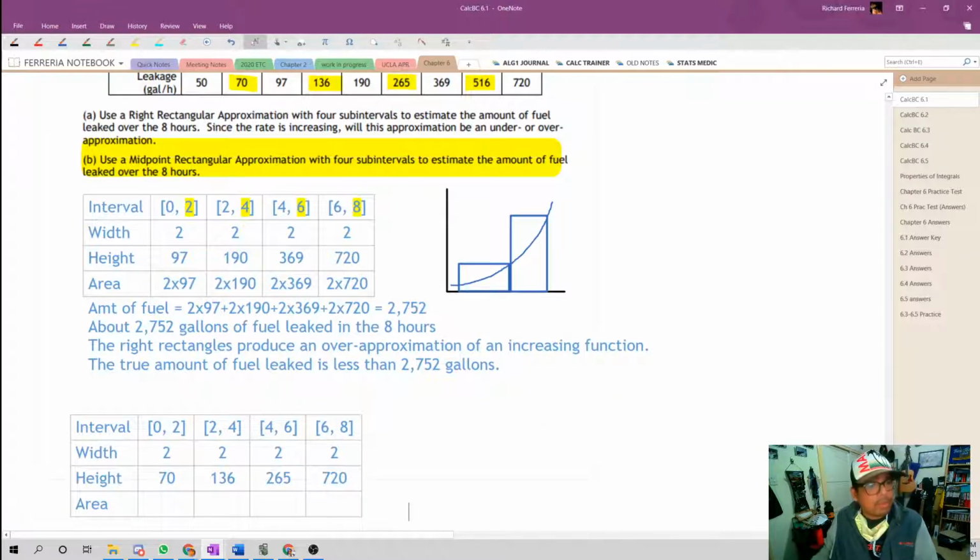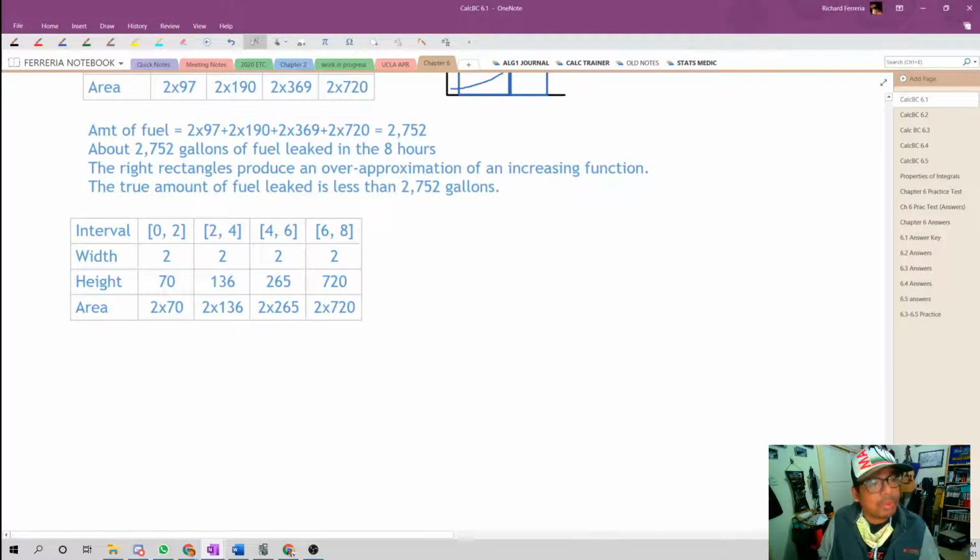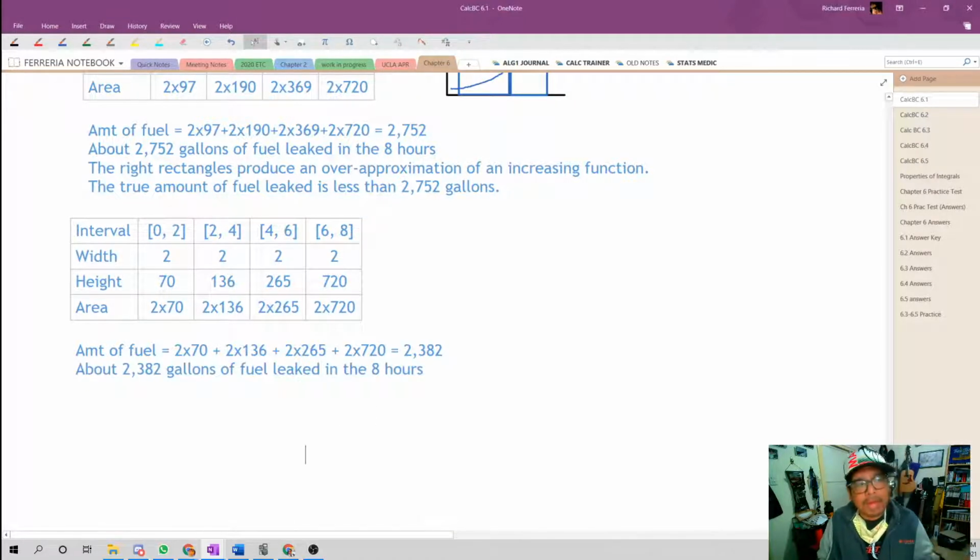And then we will write down our area. Next, we're going to write down our sum of products. And then we just calculate. Okay, that gives us 2,382, and about 2,382 gallons of fuel leaked during those 8 hours.